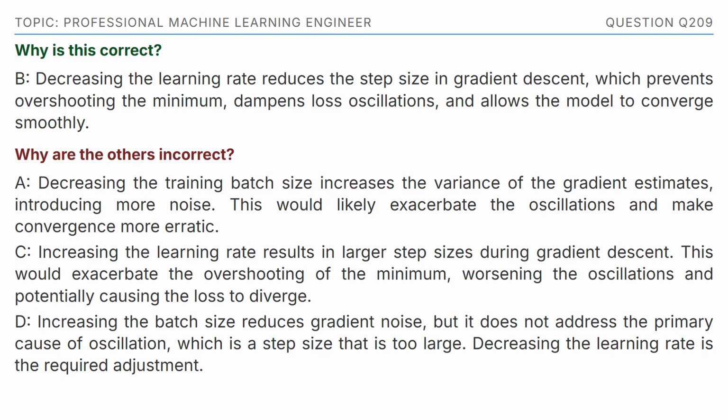D. Increasing the batch size reduces gradient noise, but it does not address the primary cause of oscillation, which is a step size that is too large. Decreasing the learning rate is the required adjustment.